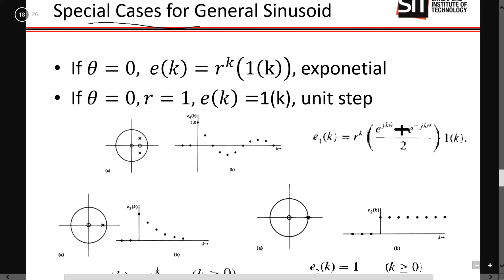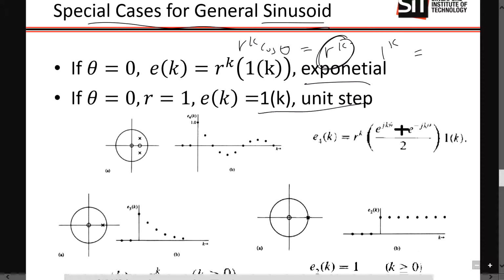The special case for this general sinusoid is when, because it's r to the k cosine theta, if theta is equal to 0, it's simply r to the k, and it goes back to your exponential term, because r to the k is an exponential system. And if it's 1 to the power of k, it is simply the unit step function, if you still remember.